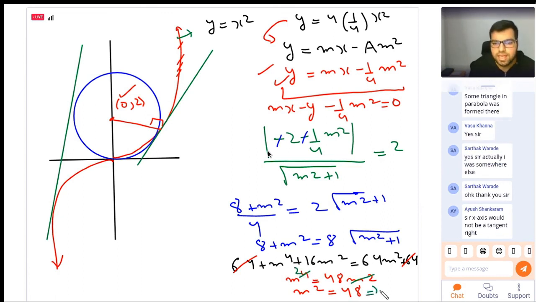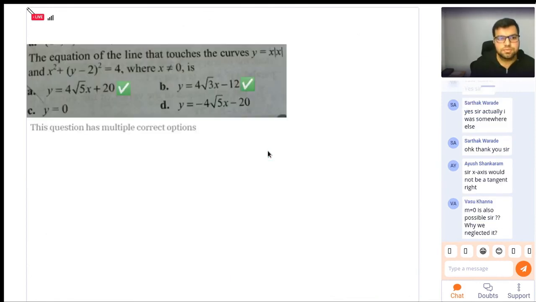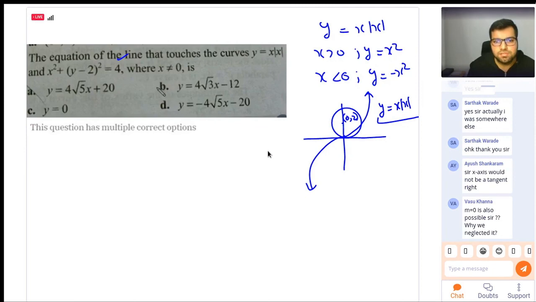This implies m is equal to 4 root 3. So here m will come out to be 4 root 3. This is the slope of this particular line. I will put m equal to 4 root 3 over here. I will get the equation as y equals 4 root 3 x minus 1 by 4 of m square. 1 by 4 of 48 is 12. So this is the first common tangent, y equals 4 root 3 x minus 12.